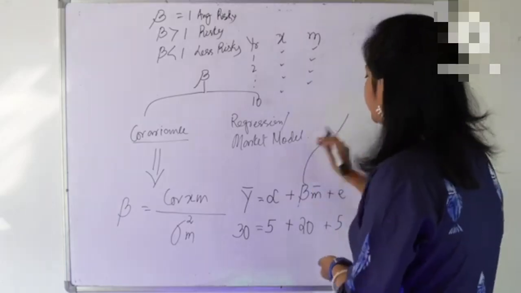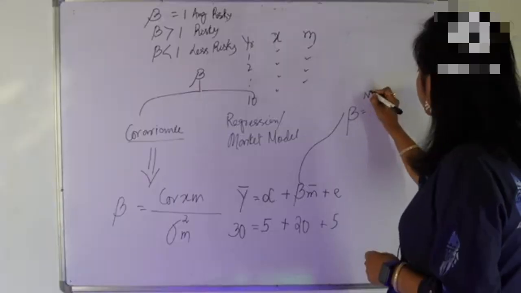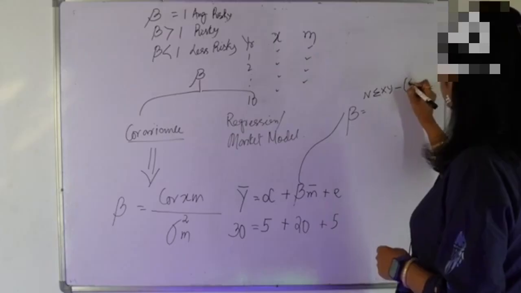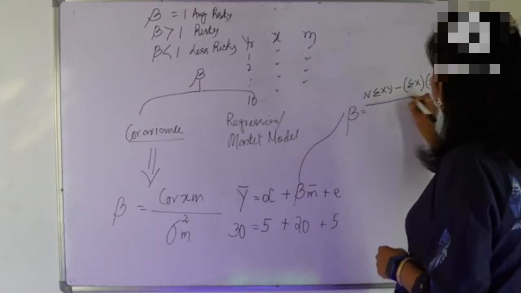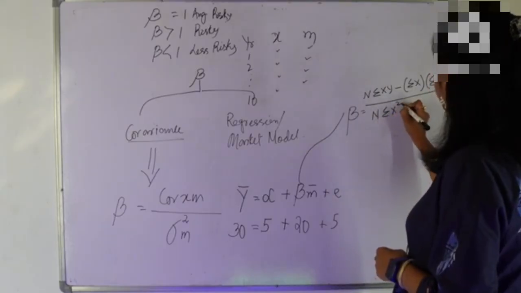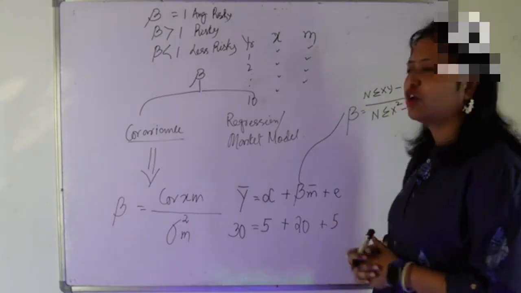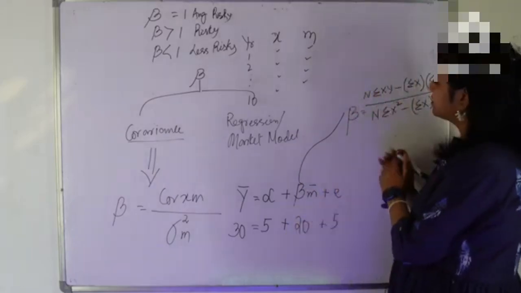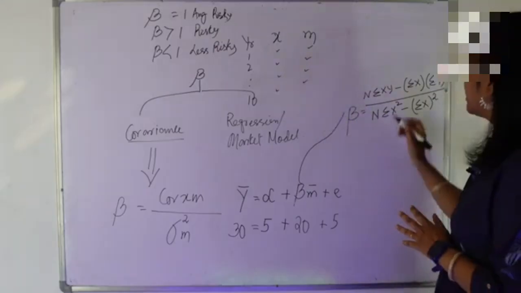Now, for calculating beta under the regression method, there is a formula: n sigma xy minus sigma x into sigma y, divided by n sigma x square minus sigma x whole square. This is the formula of beta under the regression model. Here, n means how many years of observations there are, and x and y.